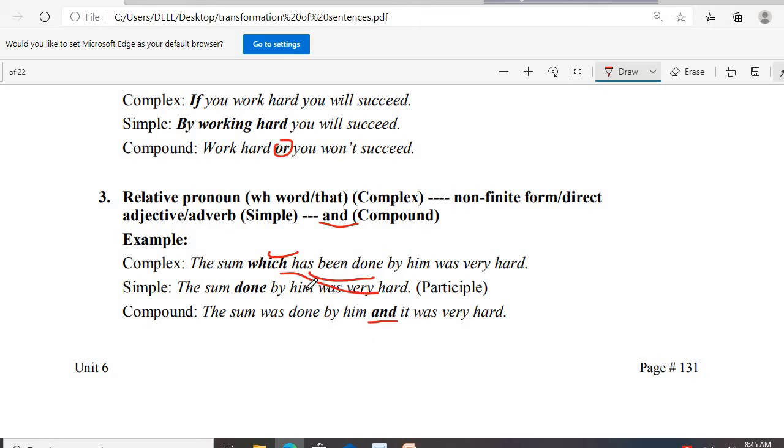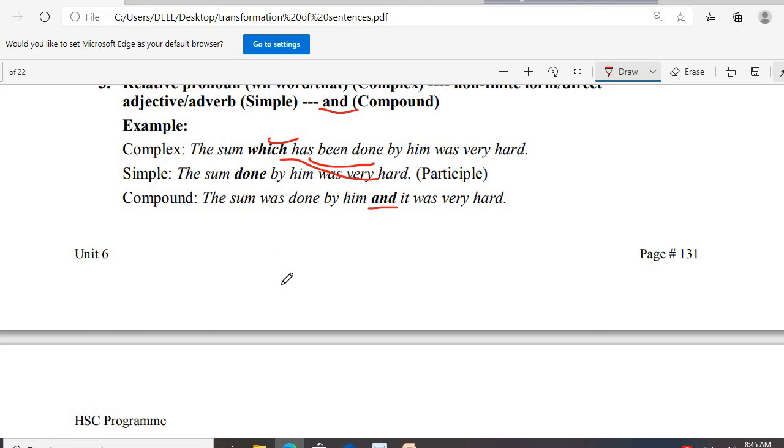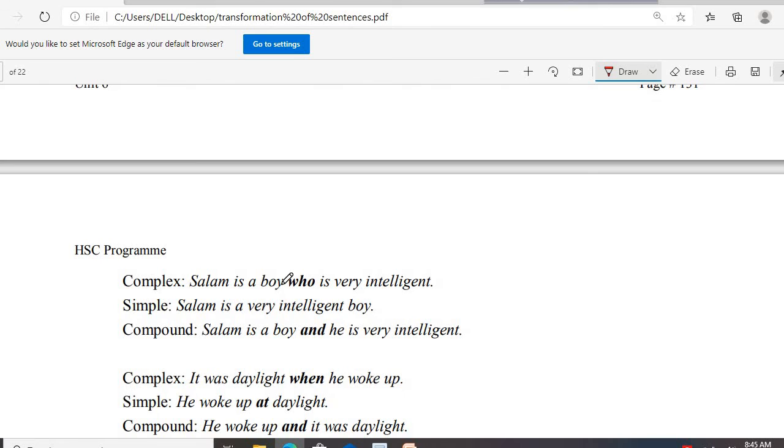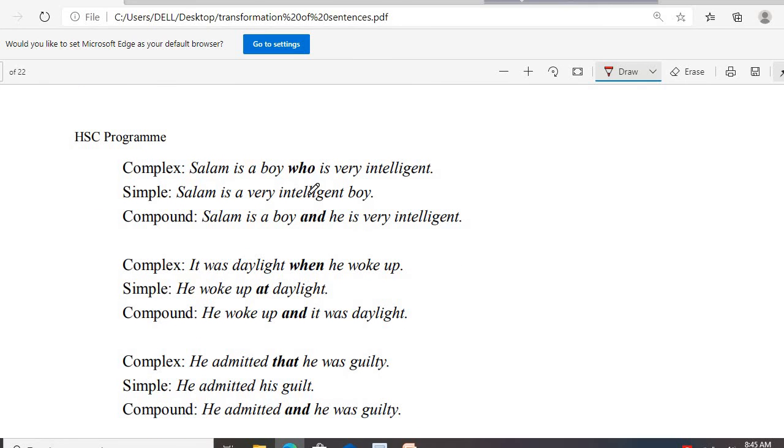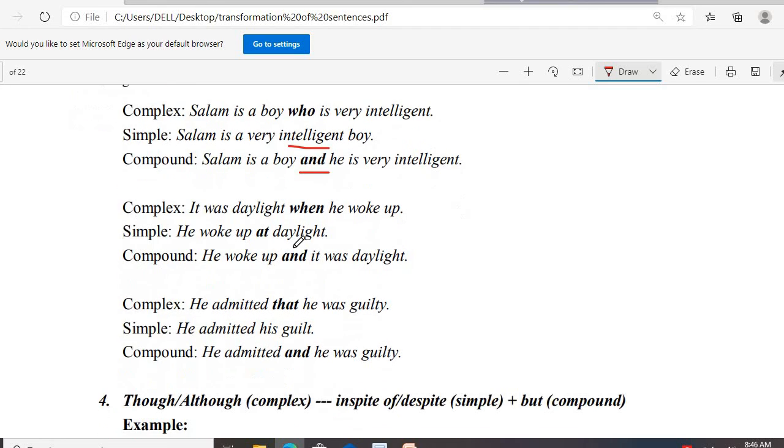Okay, my dear students, let's see some more examples. Salam is a boy who is very intelligent. Here, a direct adjective has been used. Salam is a very intelligent boy, and and has been used to make it compound.